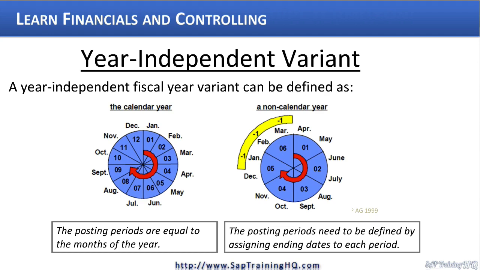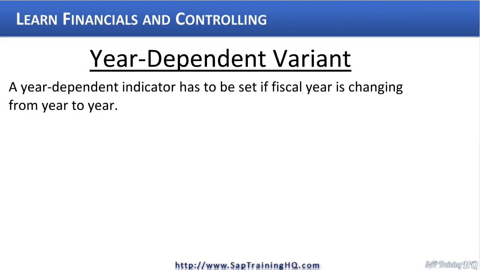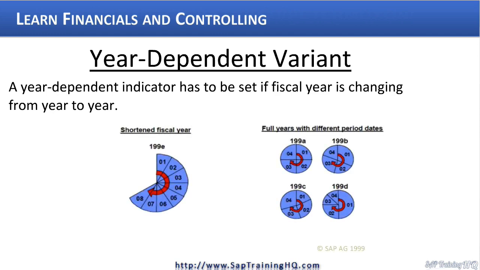Next, let's learn a little bit more about year-dependent variants. A year-dependent indicator has to be set if the fiscal year is changing from one year to the next. If all of the years of a year-dependent fiscal year variant have the same number of periods, only the different period dates for the different years have to be defined. Consider the example shown on the left of this slide. If one year of a fiscal year variant has fewer posting periods than the others, it is called a shortened fiscal year.